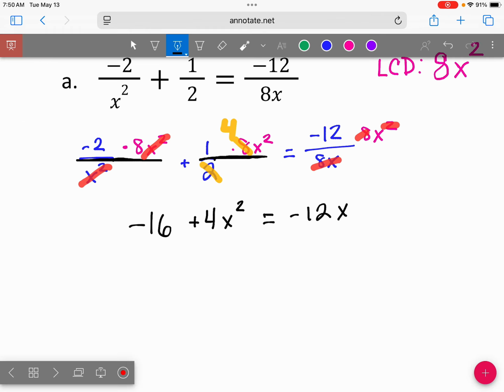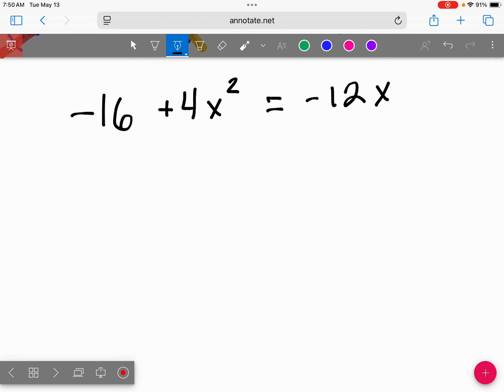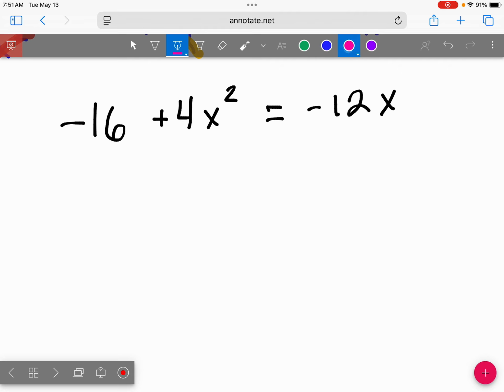And at this point, it's very, very similar to the other one that we did, because we're left with something that has an x squared that we're trying to solve. Which means if I have an x squared I'm trying to solve, I need that thing to equal 0. So our first step is going to be to get everybody on the same side. So I'm going to add 12x to both sides.